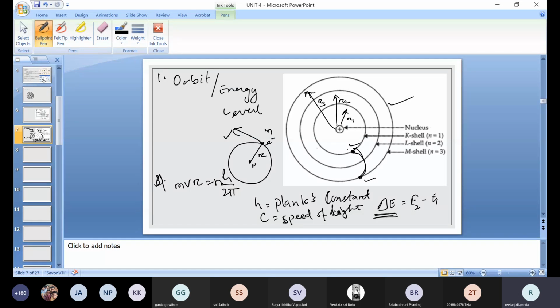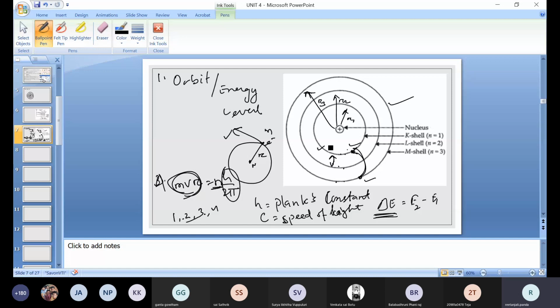Here h is a constant, Planck's constant. This 2 pi is also a constant, which means mvr is a constant value, right? So you are supposed to multiply this n with 1, 2, 3, 4 like that. Why? Because this angular momentum can never be an intermediate value. Intermediate value means it will not fall in between the energy levels, because these energy shells are fixed. It is 1, it is 2, it is 3. That's why you have to multiply by 1, 2, 3, and the others are constants.